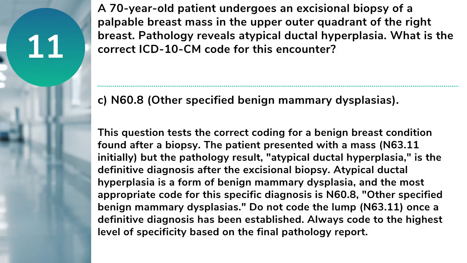Do not code the lump, N63.11, once a definitive diagnosis has been established. Always code to the highest level of specificity based on the final pathology report.